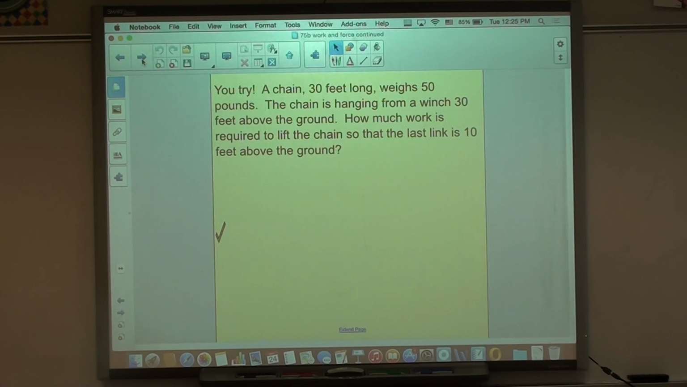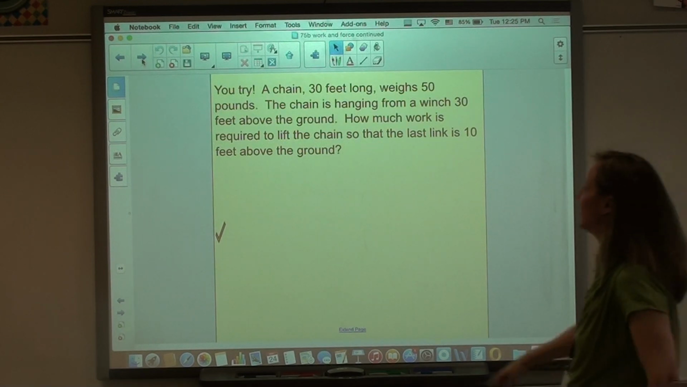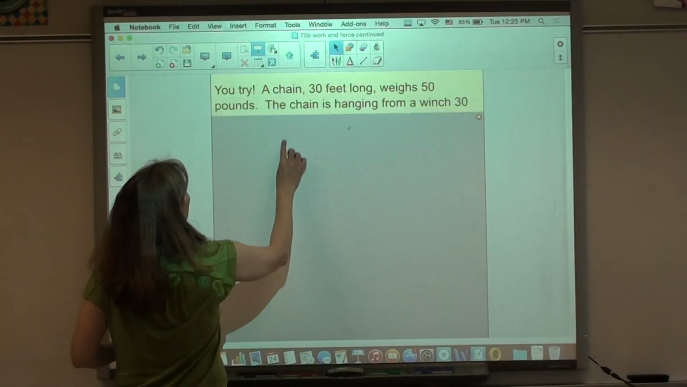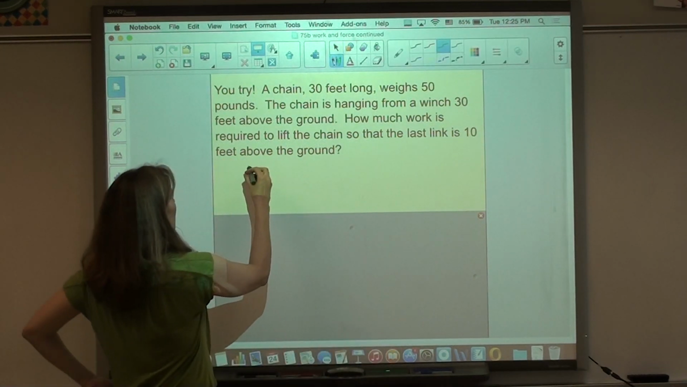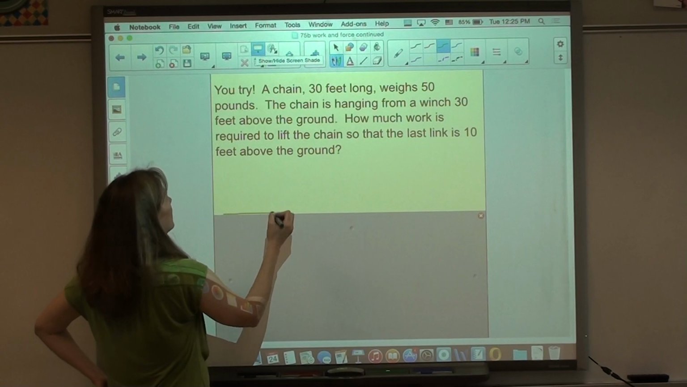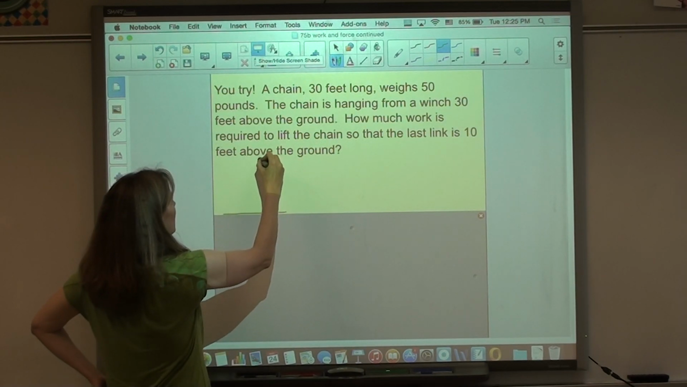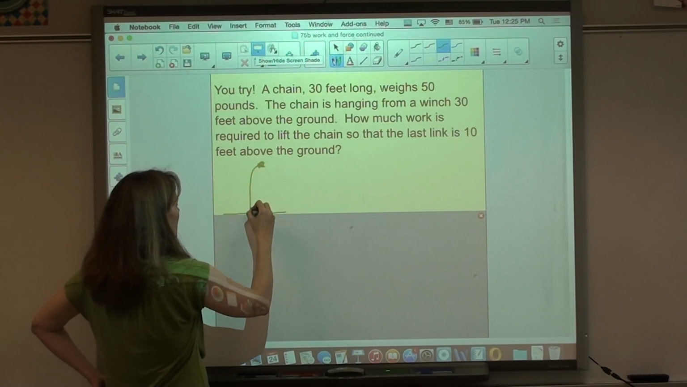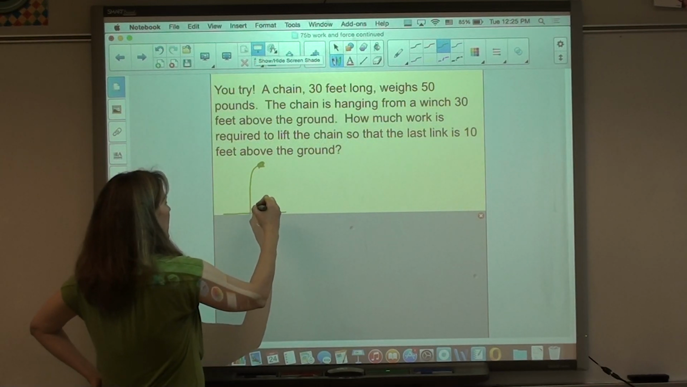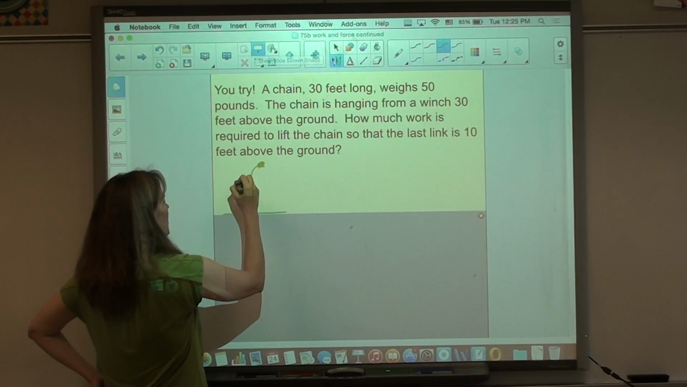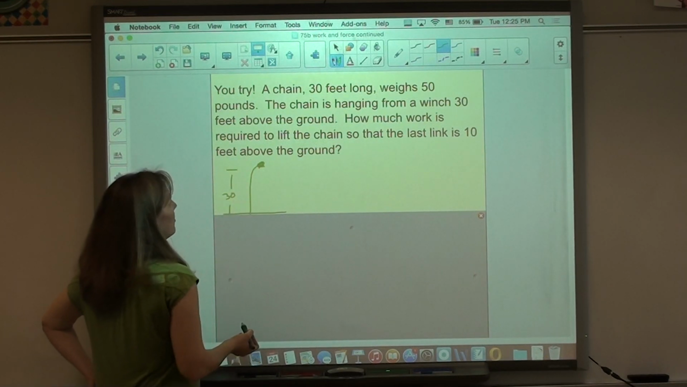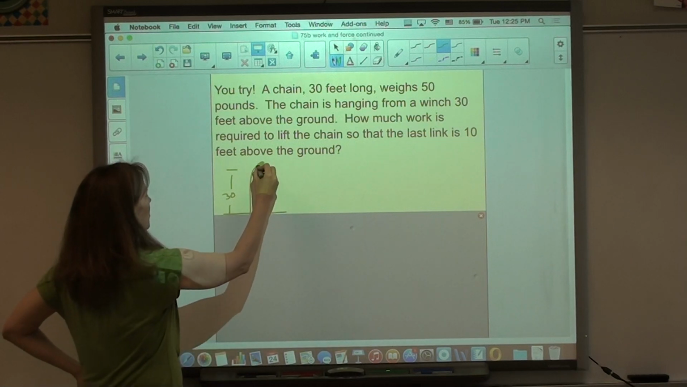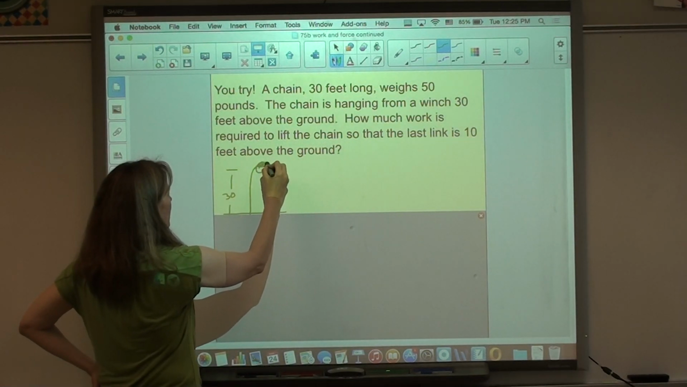Pictures can help. So you have ground, chain, and it's being lifted, this is 30 feet.